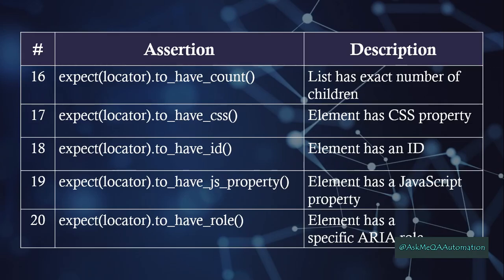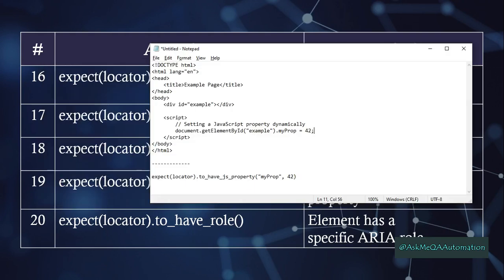Next assertion is to have JS property. This assertion is used to validate the JavaScript property. I don't have an example for this assertion, but I will explain how to implement it. If you see this notepad, this is what the DOM will look like.